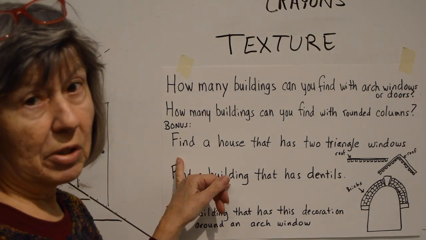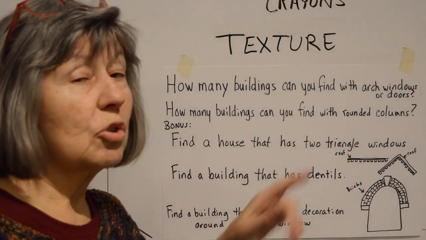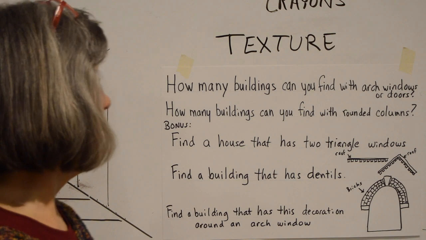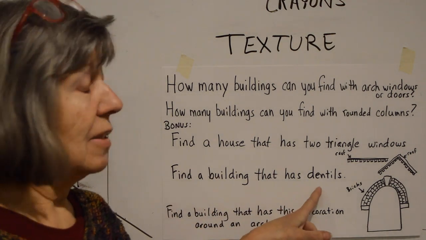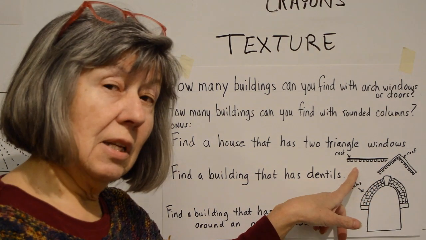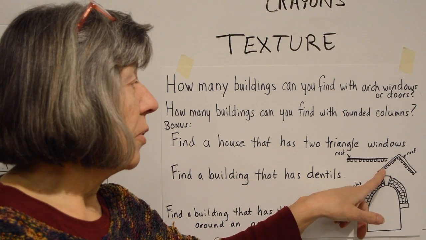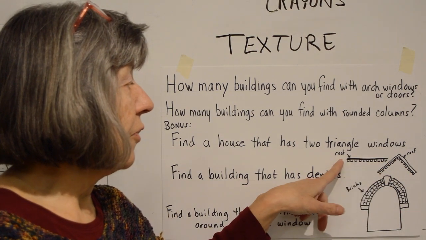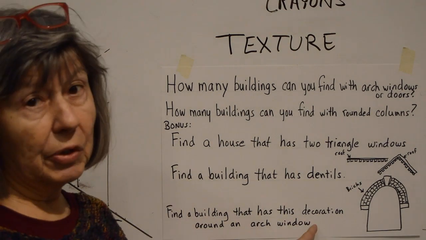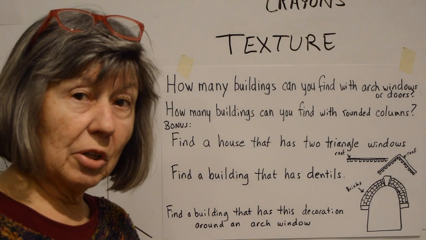And here's my bonus ones. These are a little harder. To find a house with 2 triangle windows. You will find it if you look hard enough. And a building that has dentals. Dentals are these little, they look kind of like teeth underneath the roof of a building. And they could be under a roof like this or a flat roof. The last one is to find a building that has this sort of brick decoration around an arch windows.